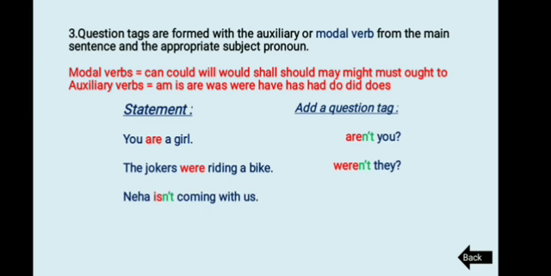Now here is coming, that is not coming, is the verb predicate part, wherein coming is the main verb, not is a negative, and is is the helping verb. As it's a statement wherein a negative word is there, obviously my tag would be positive. So it goes like this: Neha is not coming with us. Is she?